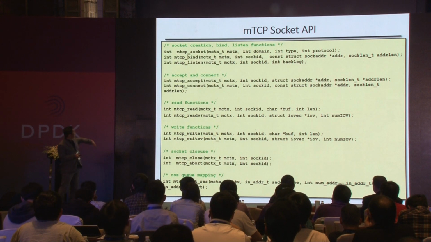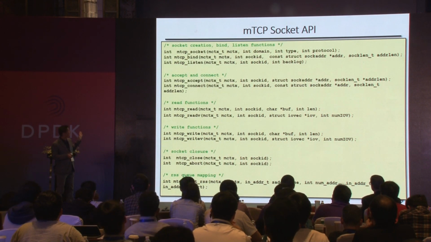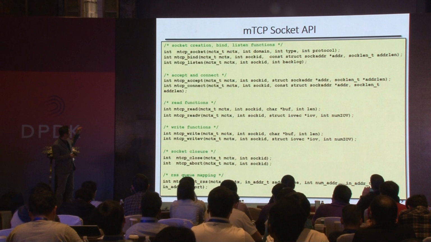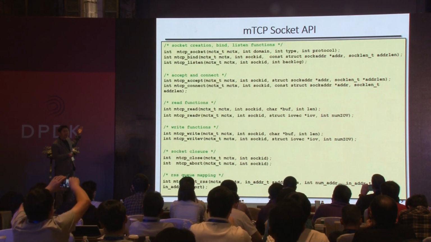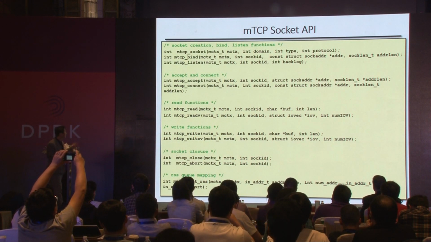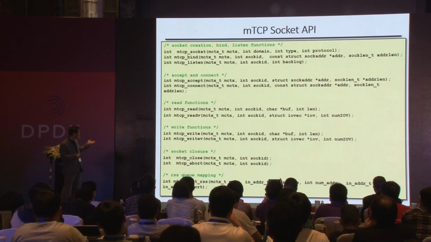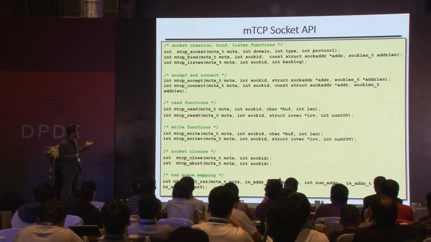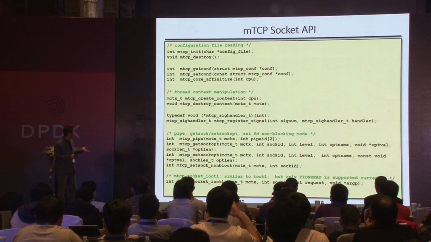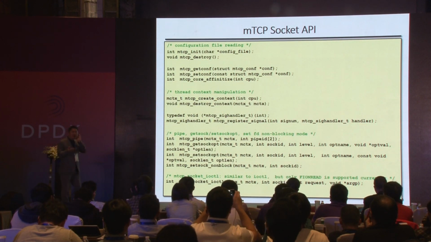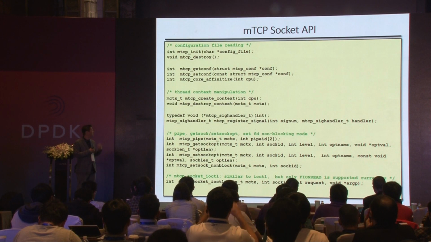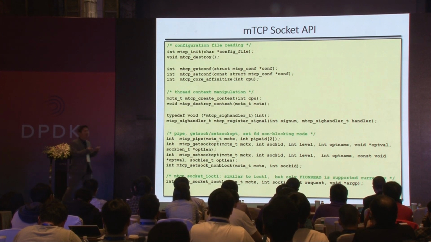So here is just a list of the APIs. We have socket, bind, listen, accept, and connect. It's very similar to the existing API. Readv and writev, close, abort, et cetera. And then there are these things. Actually, if you go to our GitHub, we have man pages for each of these functions, uploaded today, actually.